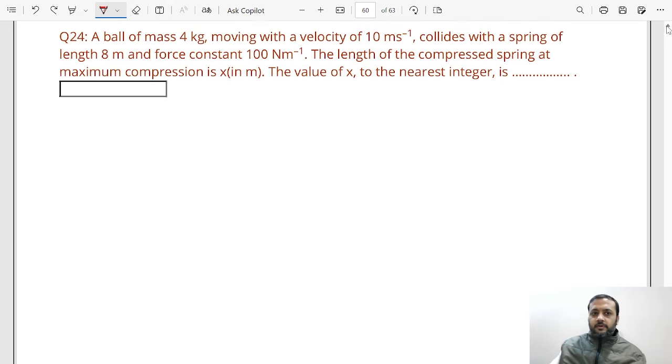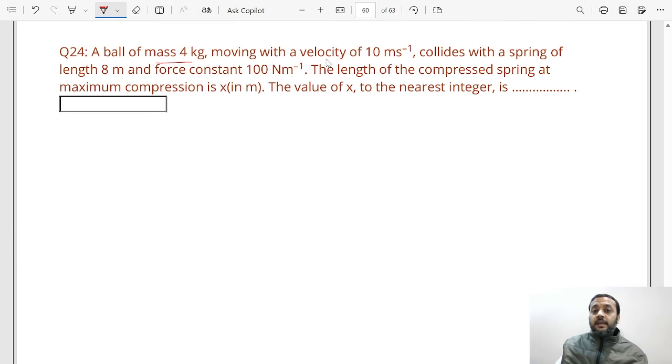Then in this question, what happens? There's a ball of mass 4 kg moving with a velocity of 10 meter per second. It collides with a spring of length 8 meters and force constant 100. The length of the compressed spring at the maximum compression is... So basically, we have to find the length of the compressed spring.